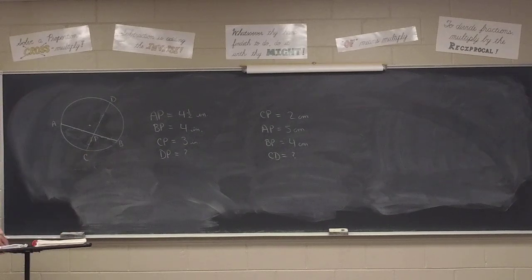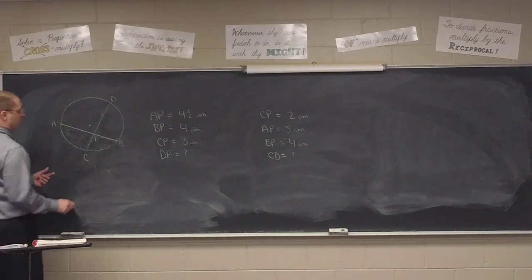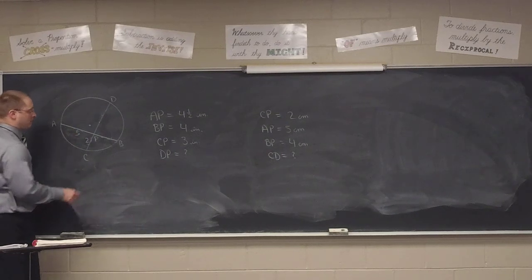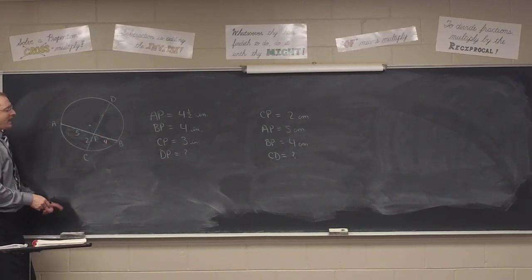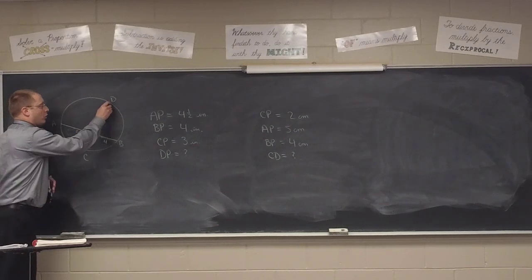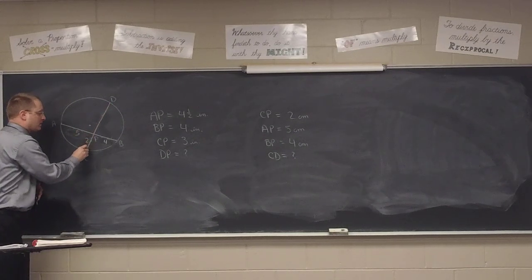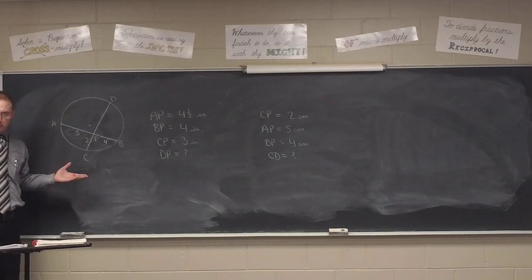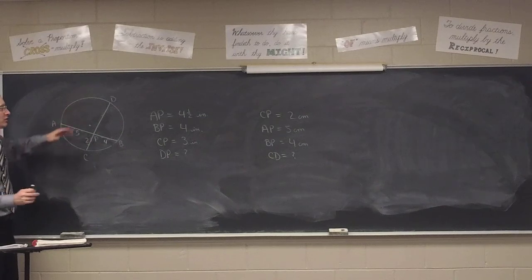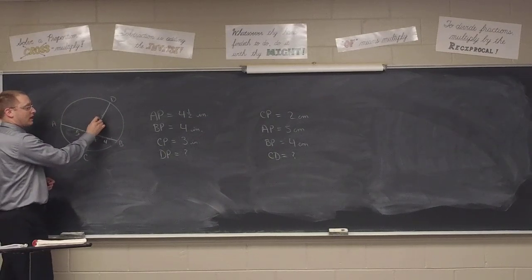Again, label on the picture what you got. CP, that's 2. AP, 5. BP, 4. And it says I want CD, which is this whole thing. But does the whole thing factor into the problem? No. What does factor is the other segment. So again, let's just call the other segment X.